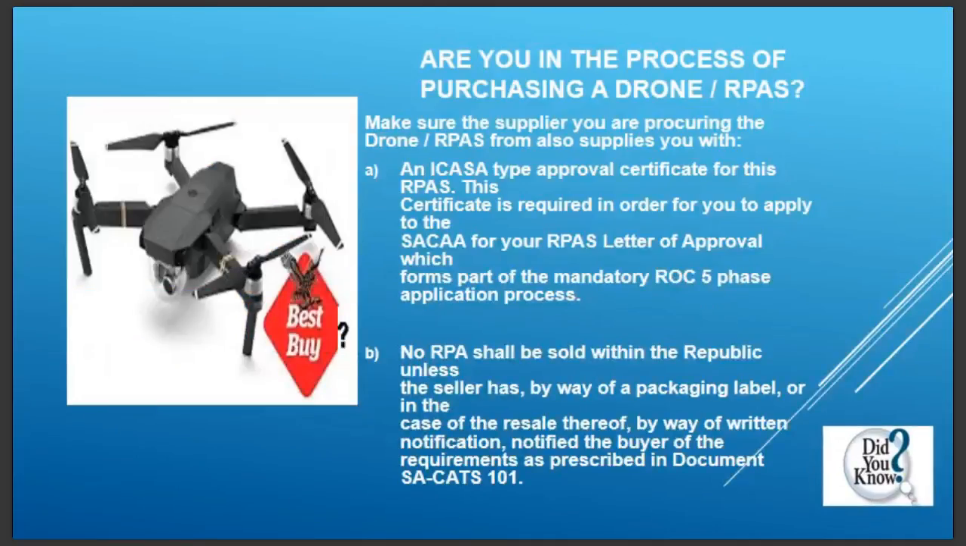Are you in the process of purchasing a drone, or as commonly known in South Africa, an RPAS? First of all, if so, you need to make sure that you are procuring the RPAS from a reputable distributor who also has to supply you with an ICASA type approval certificate for the specific RPAS. This certificate is required in order to apply for your RPAS letter of approval, which forms part of the mandatory ROC 5-phase application process.